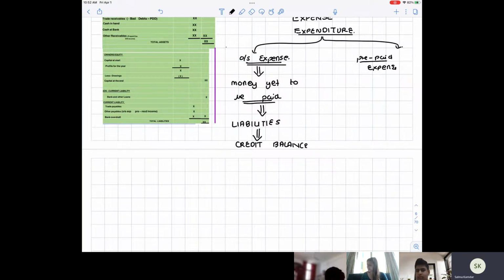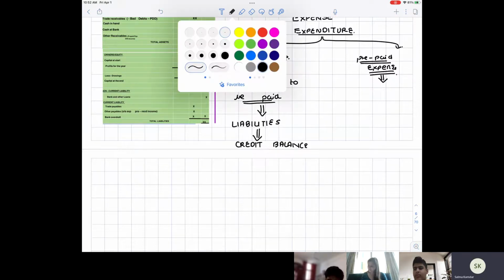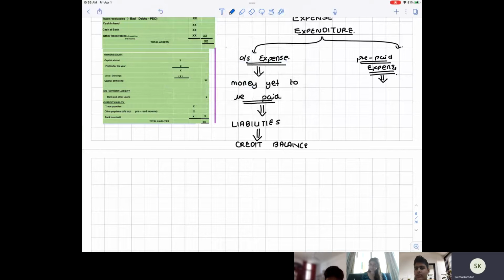Now, when I talk about prepaid expense, it's the opposite. What is the meaning of prepaid expense? Amount paid in advance and service is yet to be received. So, prepaid expense means service yet to be received. For example, rent paid in advance, prepaid rent, prepaid salary, even prepaid insurance, commission. Very well. So these are your assets, and assets have what balance? Debit balance. Okay, very well.